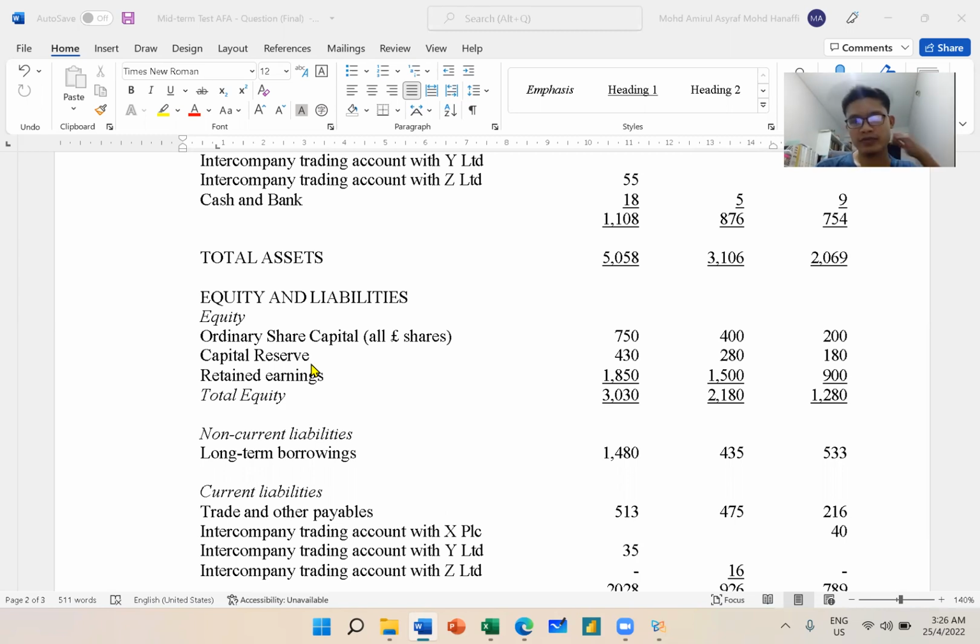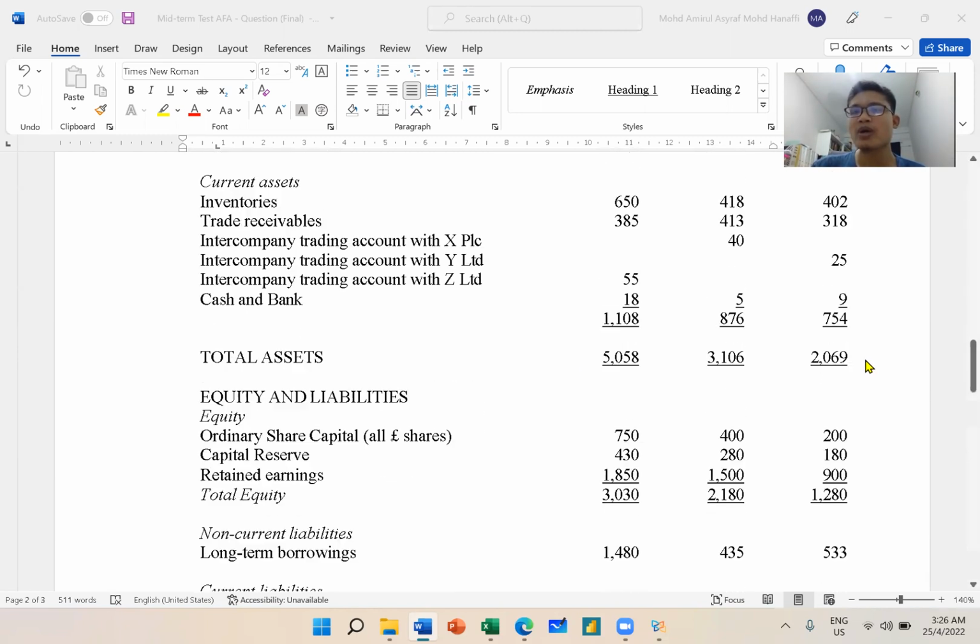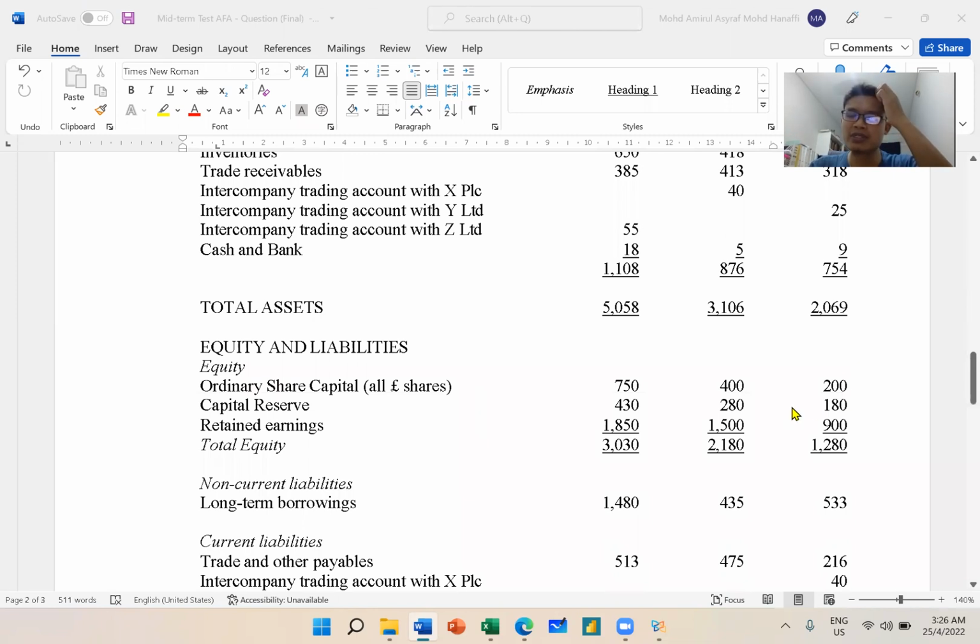First of all, you have to know that capital reserve is a part of the equity, right? Because it is part of the equity, therefore it is part of the net asset of the subsidiaries. Why do we need to know that? Because we want to calculate the goodwill. The goodwill is the purchase consideration minus the net asset of the subsidiary. So capital reserve is part of the net asset.